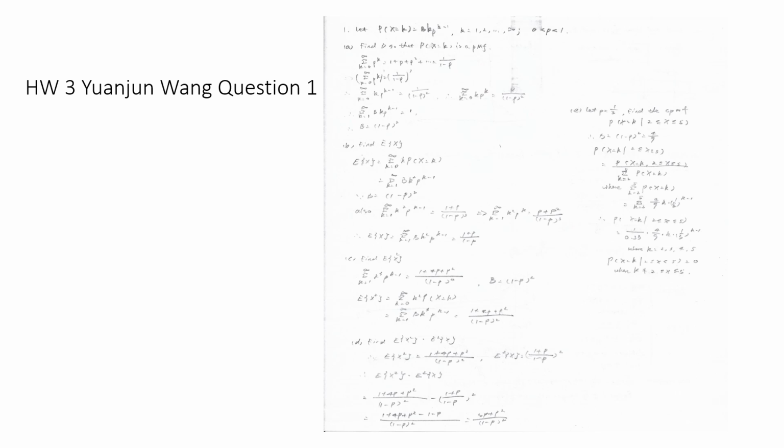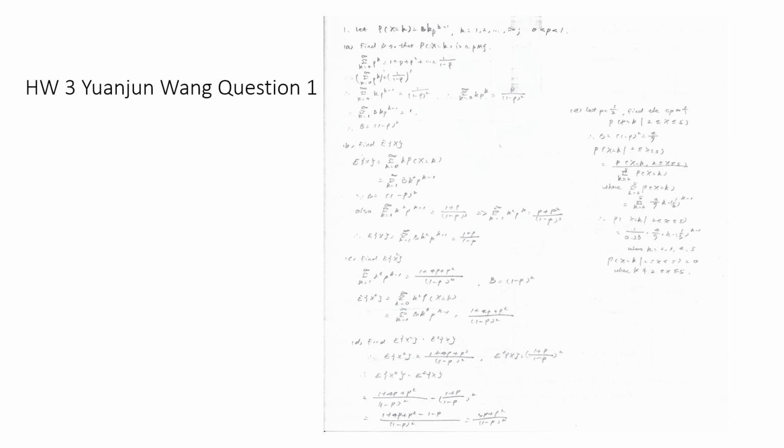So we know that the summation k equals 0 to infinity of k times p to the k is just equal to p over 1 minus p to the square. So because of that, we know that b is equal to 1 minus p to the square.